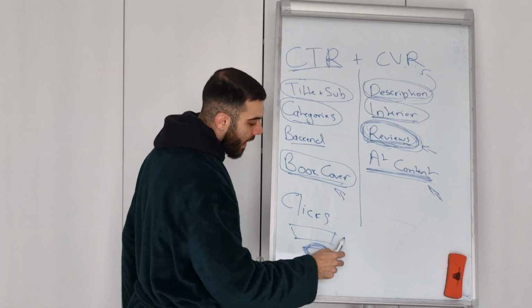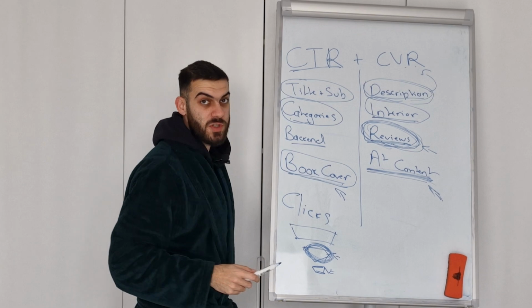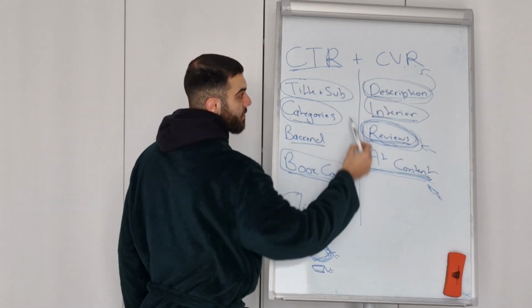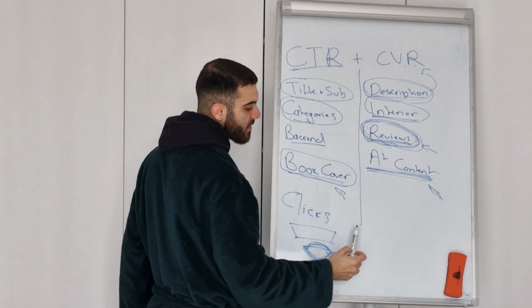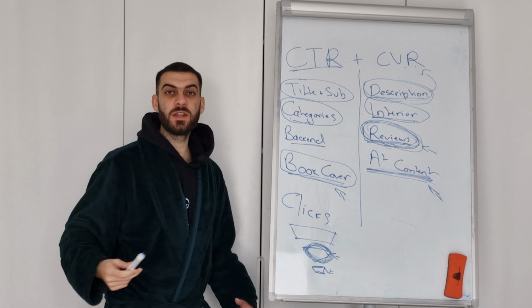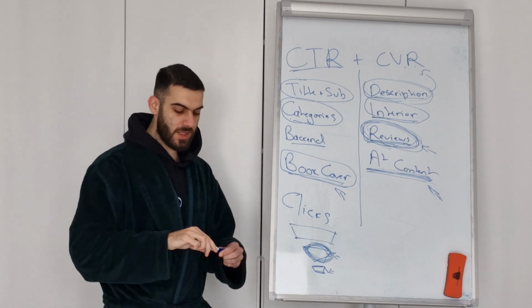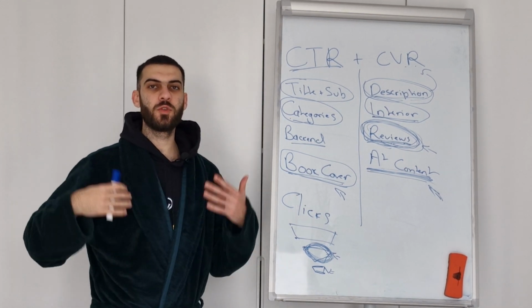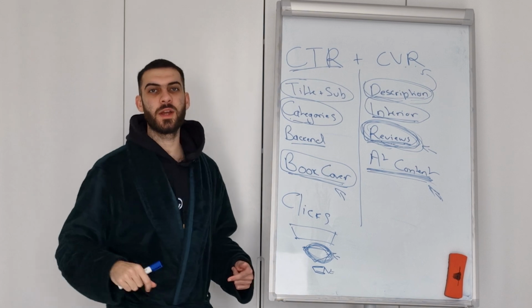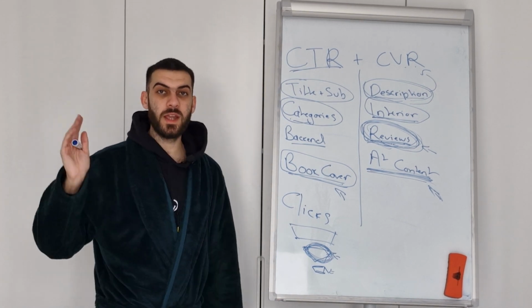So now we know how to increase our click-through rate as much as possible and how to increase our conversion rate as much as possible. That way, if both of these are super high, then Amazon deems your book relevant. And if Amazon deems your book relevant, it starts to promote you more and more. The algorithm picks up your book like that, and you start making a bunch of money in 90 days or less.